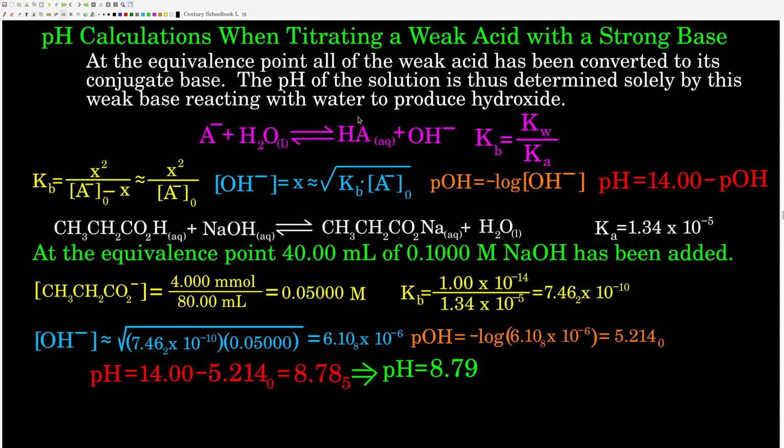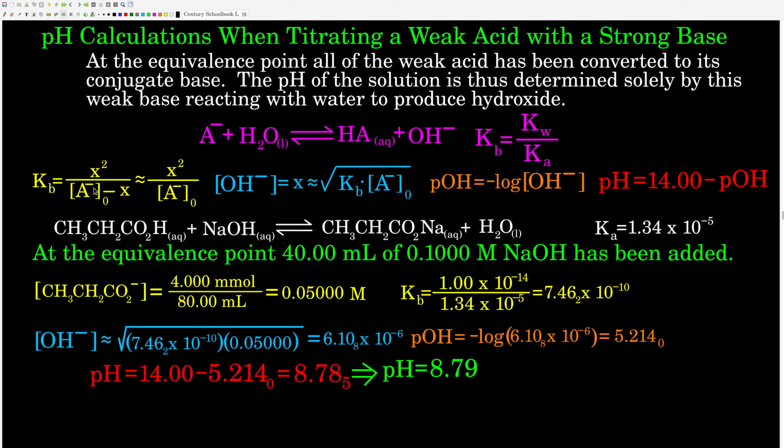This is the Kb reaction for the base. So we're going to need to use the Kb for our calculations here. And remember, Ka times Kb equals Kw, so solve for Kb: Kw over Ka. Again, we always assume 25 Celsius unless told otherwise, which means Kw is 1.00 times 10 to the minus 14th. So this is just a regular equilibrium problem.